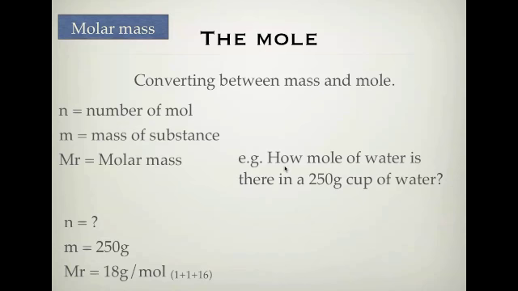Here's a question. How many moles of water are there in a 250 gram cup of water? I take the same steps as I did with the first question. I write down the stuff I'm interested in. What's my number of moles, my n? I don't know that. That's what the question's asking me. What's my mass? My mass always has to be in grams as well, by the way. So it has to be 250 grams. What's my molar mass? My molar mass is 18 grams per mole because it's water, 2 hydrogens, 1 oxygen, and then you get your molar mass there.